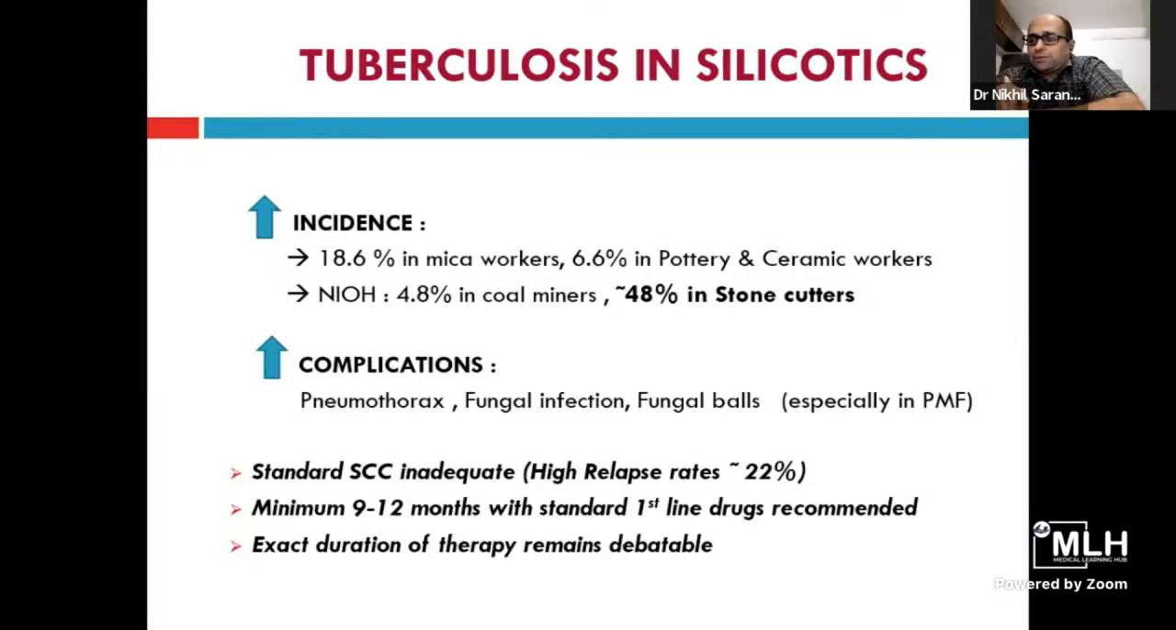The standard course of your short course chemotherapy, usually 6 months, is inadequate because you have higher relapse rates to the order of more than 22%. So if it is a drug sensitive case, you have to give minimum 9 to 12 months of treatment with standard first line anti-TB drugs, which is INH, rifampicin, pyrazinamide, ethambutol. The exact duration of therapy remains debatable and can change from case to case. Next.